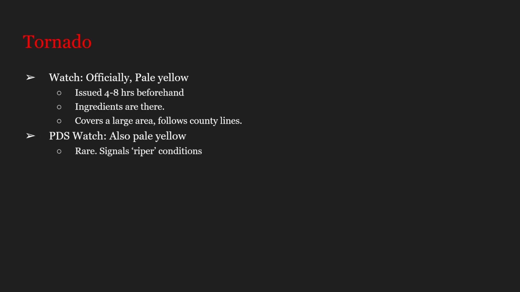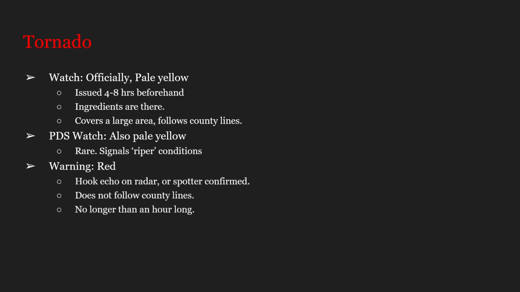The PDS tornado watch is also a pale yellow. These are relatively rare, and just like the PDS severe T-storm watch, it is signaling that there are riper conditions available. Usually for PDS tornado watches, there is some wording saying that there are multiple EF2 plus tornadoes possible.